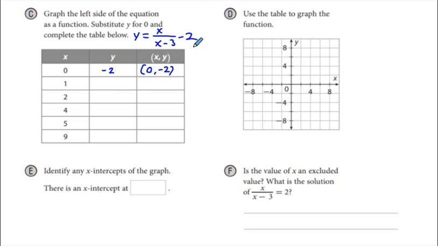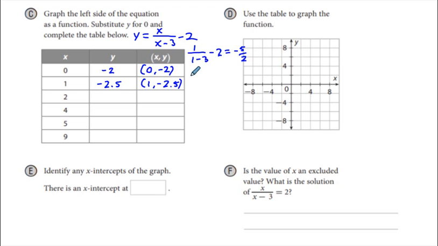If we plug in 1, I'm going to do this over here to the right, we have 1 over 1 minus 3 minus 2. What we get for that is 1 over 1 minus 3. 1 minus 3 is going to be negative 2. So we will get negative 1/2 minus 2, or negative 5 over 2, which in decimalized form is going to be negative 2.5. So we're going to have the point 1 comma negative 2.5.